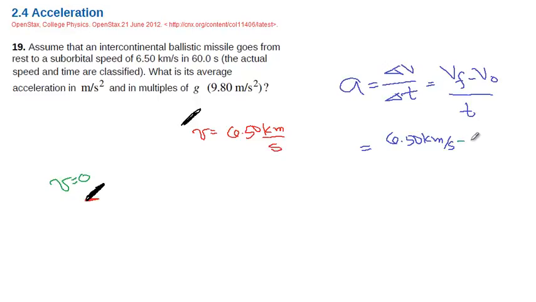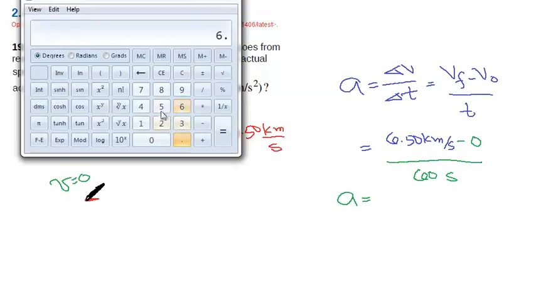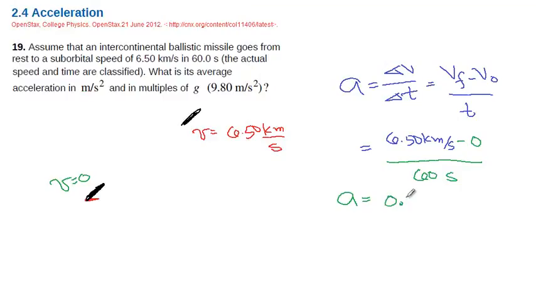So it will be minus zero divided by that time. Of course, here it's given to be 60 seconds. So the acceleration for this case will be 6.50 divided by 60, so it will be 0.1083. But be very careful that the unit here will be kilometer per second squared. Kilometer, and then there are 2 per second, so kilometer per second squared.